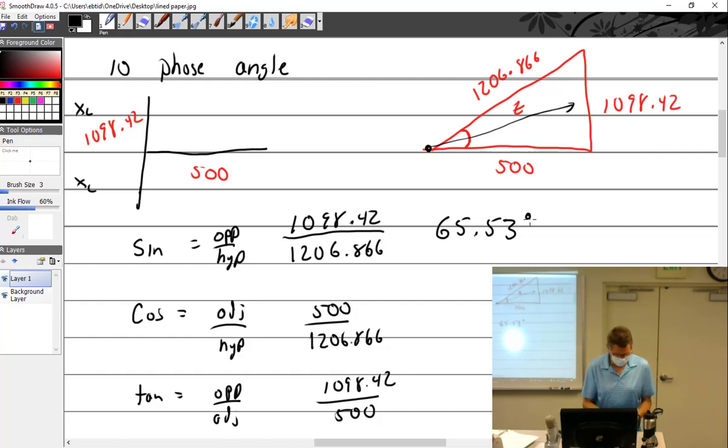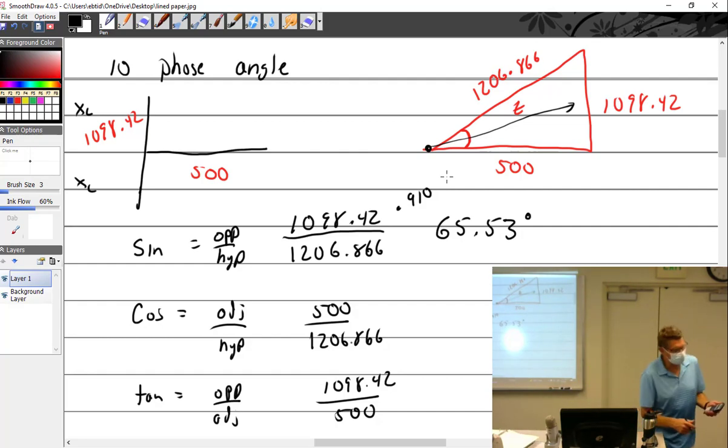So everybody, if you don't have the blue calculator or this one, it worked a little bit different. So that's why it took me a second to remember how to use this one. So what I'm going to do is 1098.42 divided by 1206.866 equals. Now I get a number, and you should have that number right there, like 0.910, on and on and on. Okay, you got that?